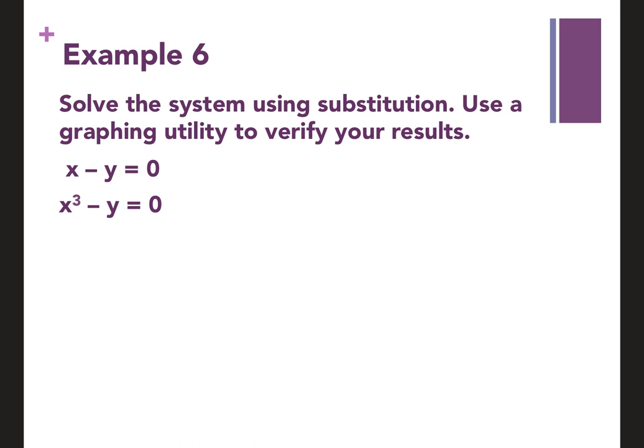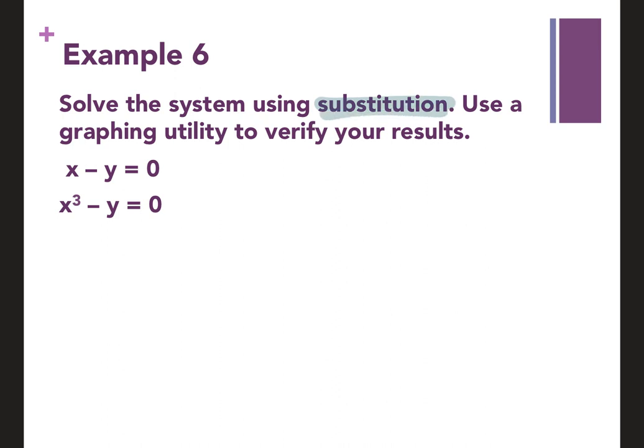All right, this one says, solve the system using substitution. Use a graphing utility to verify your results. Now we've got a cubic function in here, right? Our cubic function has this shape that looks like this. So if I were to graph it, I would solve for y and it would look like that. Actually, because it would be negative, it would be flipped. But it would have that general shape. But I don't need to graph it because it said I could use substitution.